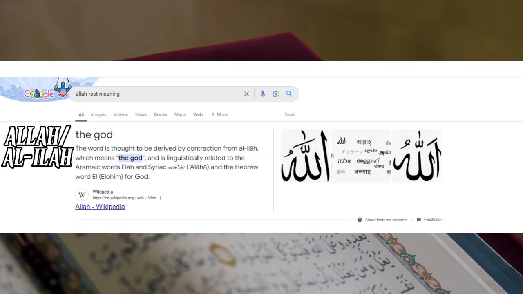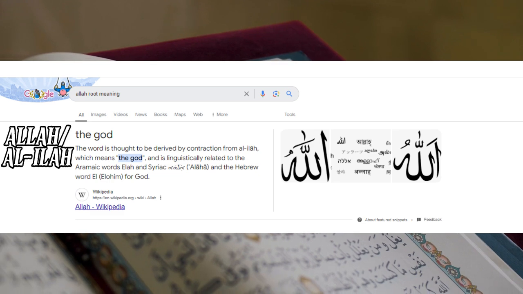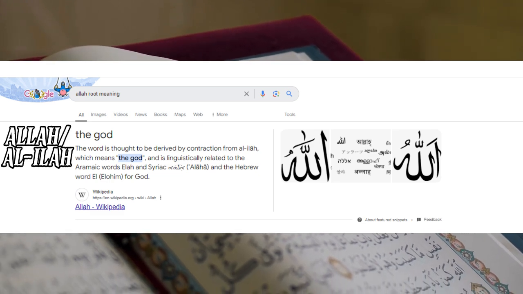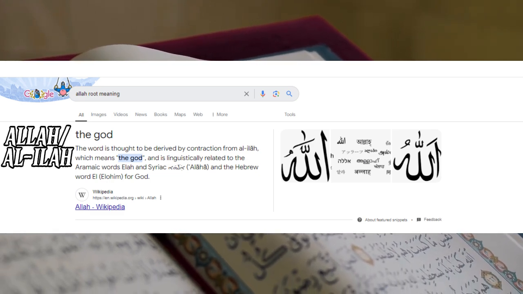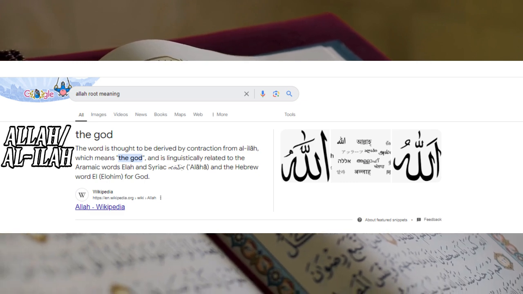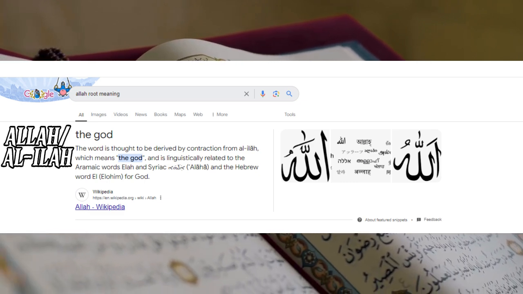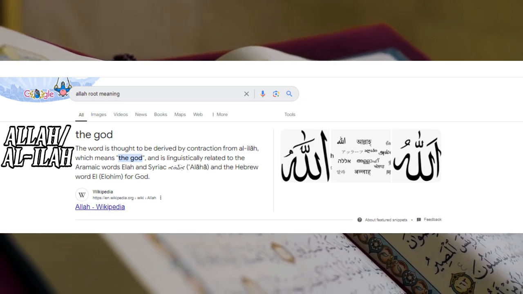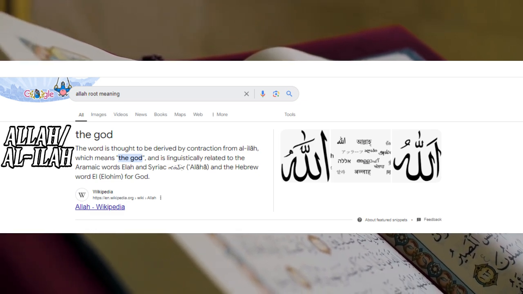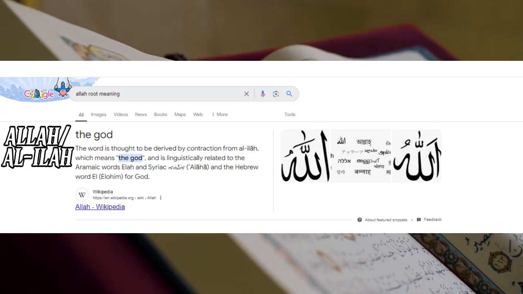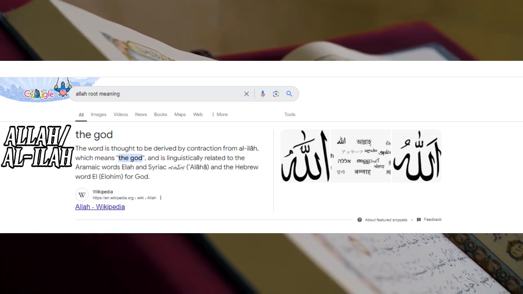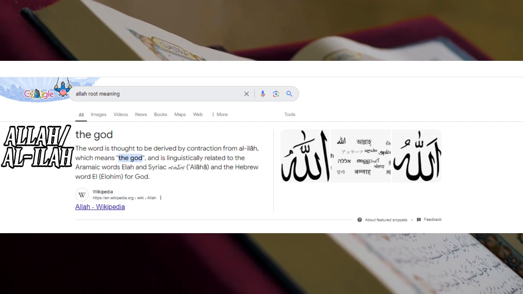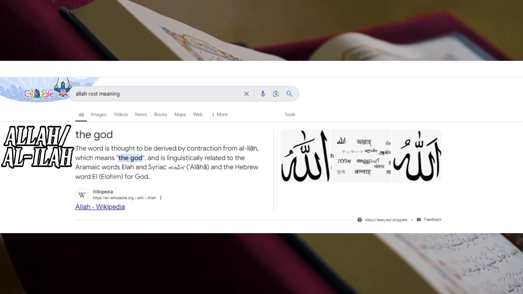Here we have the Arabic name for God, Allah. The word Allah is found in the Quran, and is the word most commonly used by Muslims. The word is thought to be derived by a contraction from the word Al-Ilah, which means the God, and is linguistically related to the Aramaic Elah, the Syriac Allaha, and the Hebrew word El, which means God.